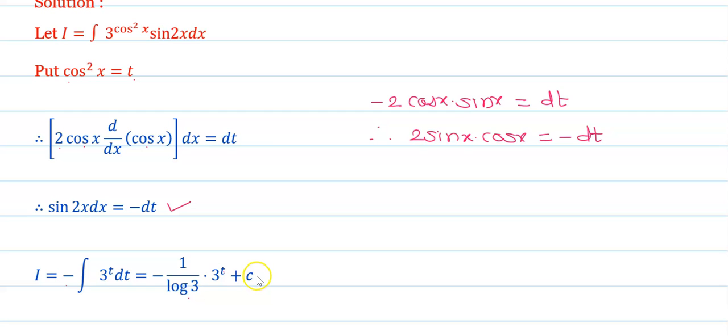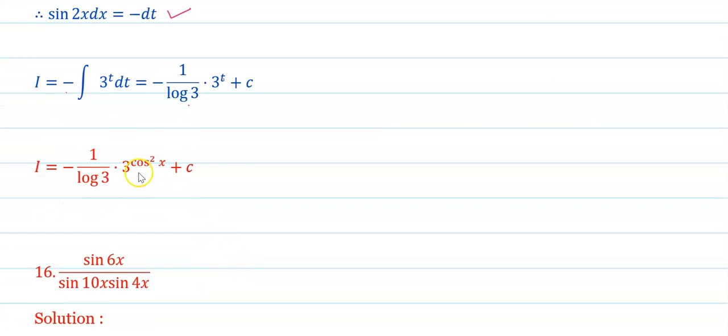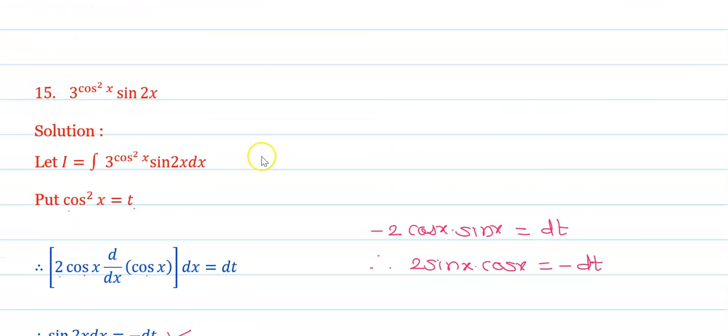The value of sine of 2x dx is minus dt. Take the minus sign outside this integral sign. 3 raised to cos square x means what? 3 raised to t. Its integral is 3 raised to t upon log of 3 plus c. Replace the value of t, that is cos square x, and hence minus 1 upon log of 3 into 3 raised to cos square x plus c. This is the answer. Easy problem, eh?